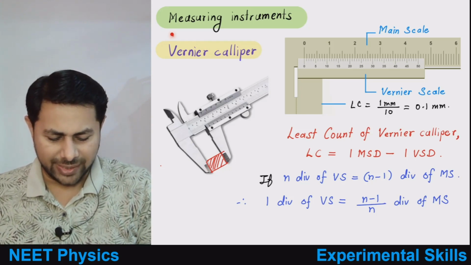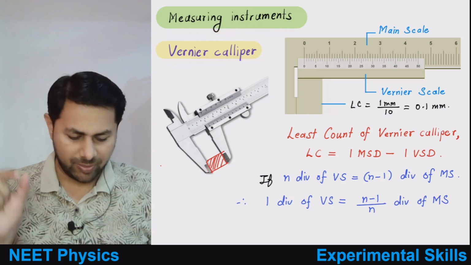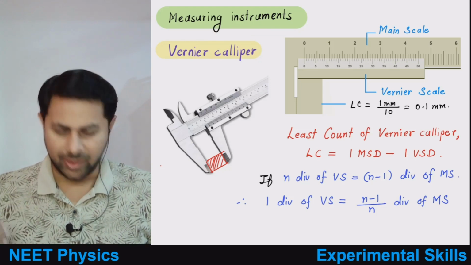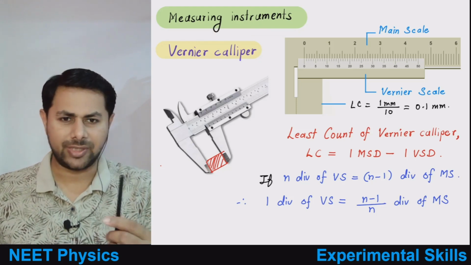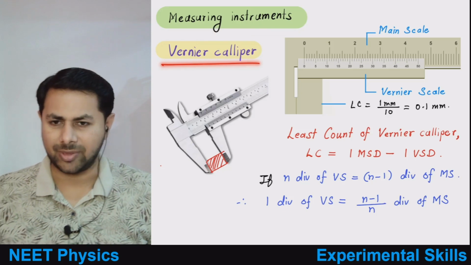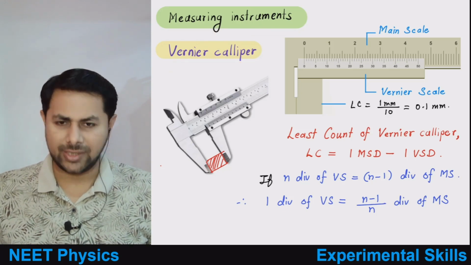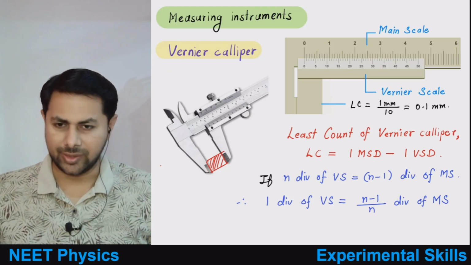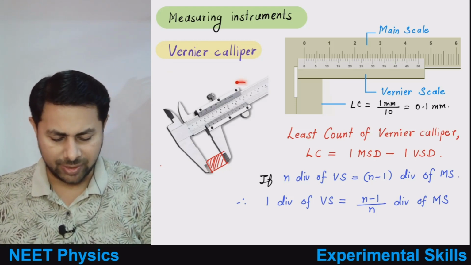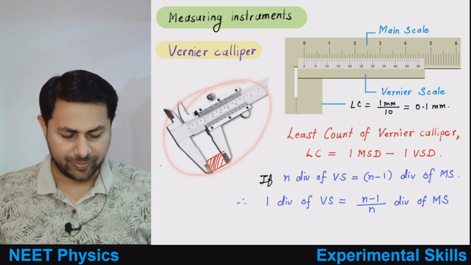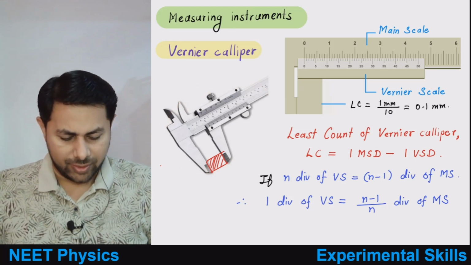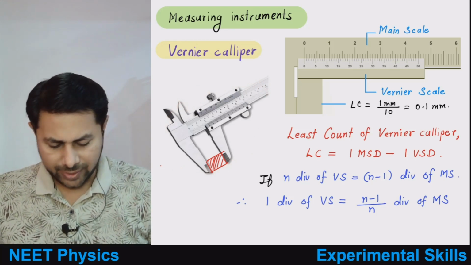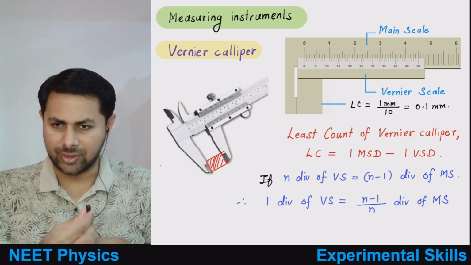So now let us see the first experiment, measuring the length of small objects using the Vernier caliper. For example, suppose you want to measure the thickness of this pen. For that you will make use of a device called a Vernier caliper. So how do you use that?